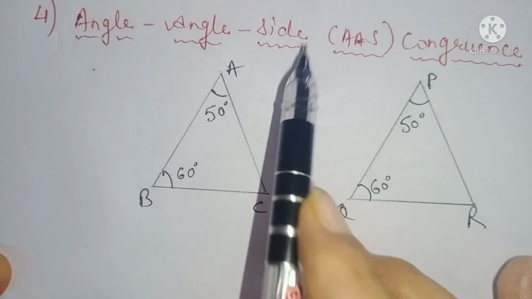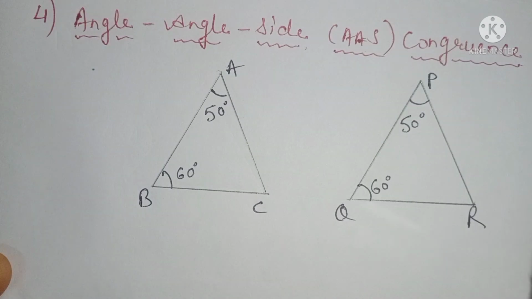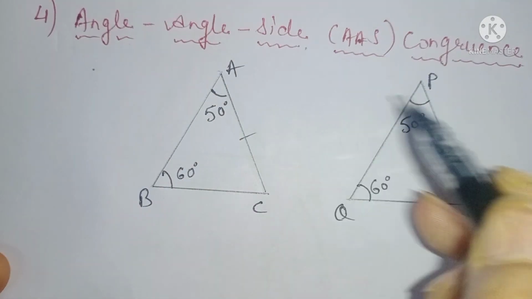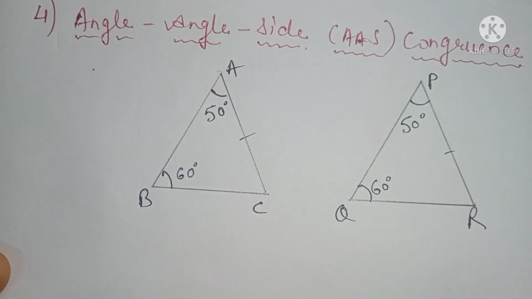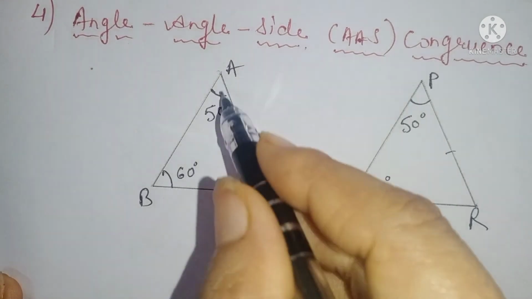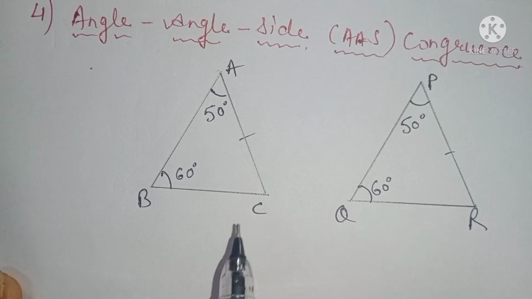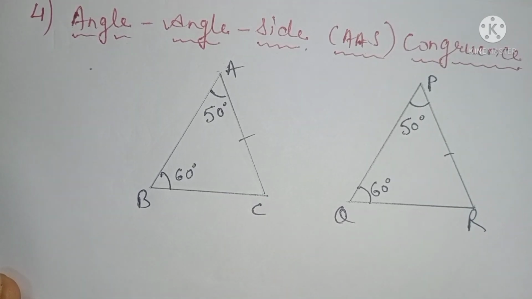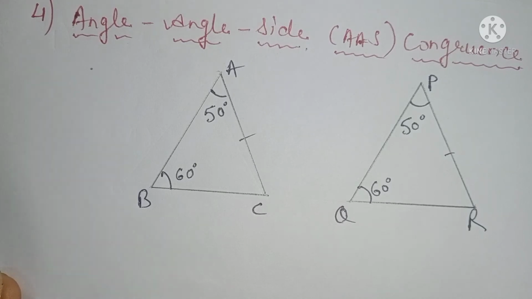Any two angles and any one pair of corresponding sides are equal. So if you are given, suppose, AC is equal to PR, then we can say triangle ABC is congruent to PQR by angle side criteria. Here the condition is that two triangles are congruent if any two pairs of angles and one pair of corresponding side are equal.